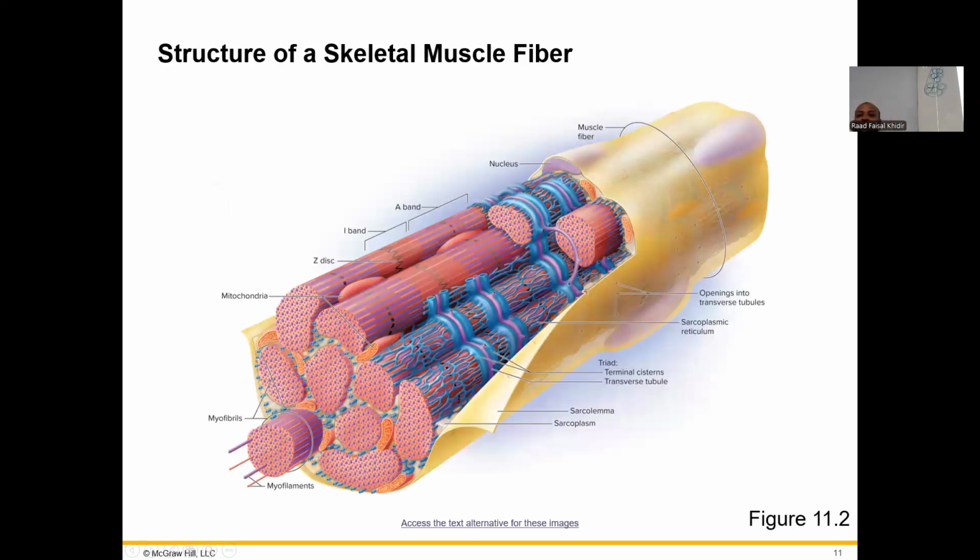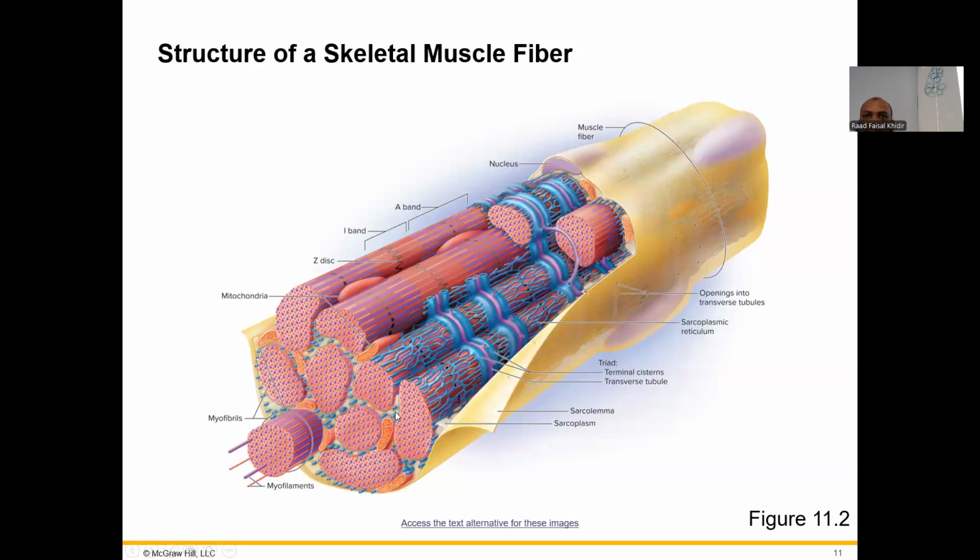Okay, the structure of a skeletal muscle fiber. This is the structure of your skeletal muscle fiber. There are myofibrils, and the myofibrils have a lot of myofilaments. You see these small ones coming out, these are your myofilaments, and the big ones are your myofibrils.